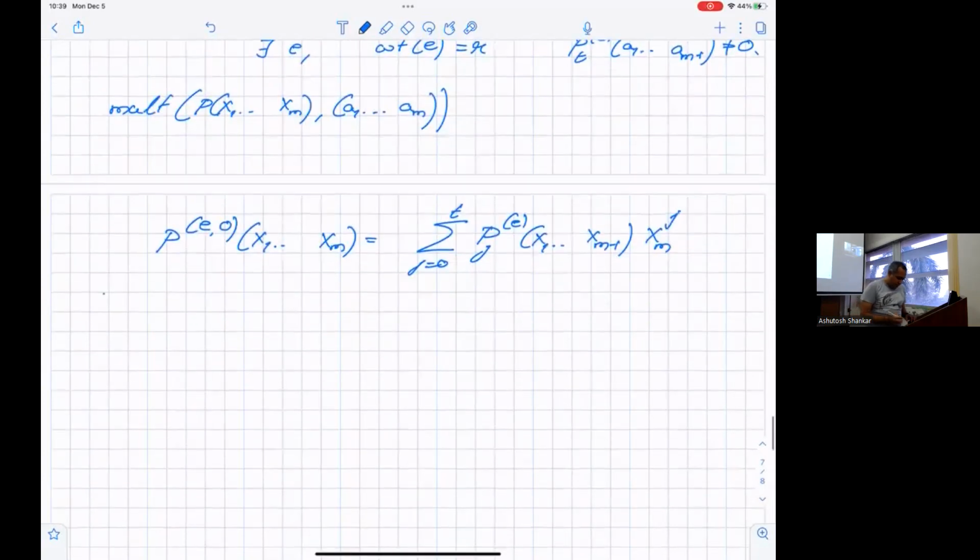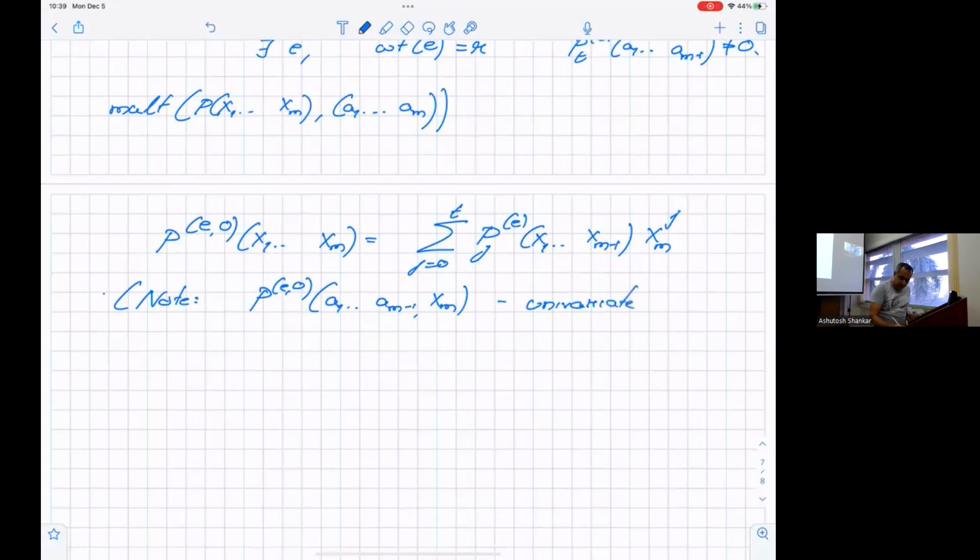In particular, let's keep this in hand. Note P_E0 at the point a1 to a_(m-1), X_m. This is a univariate polynomial in X_m of exact degree t, because that doesn't vanish. The degree is t. Fair enough.